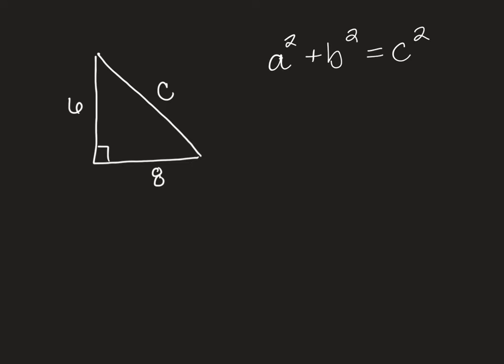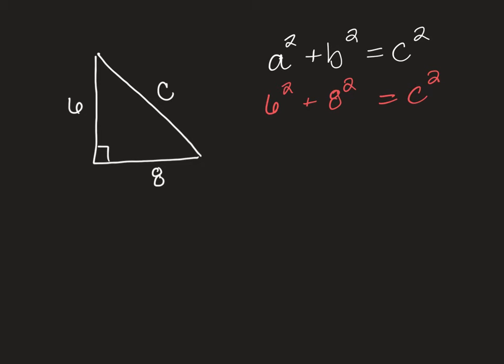All right, so in this example, we have our two legs, which are a and b, so it's 6 and 8. It does not matter which one is a, which one is b, it's whatever you choose. The only thing that matters is that c is your hypotenuse and it's on the right side of the equation by itself. So let's go ahead and plug these numbers in. We will have 6 squared plus 8 squared is equal to c squared.